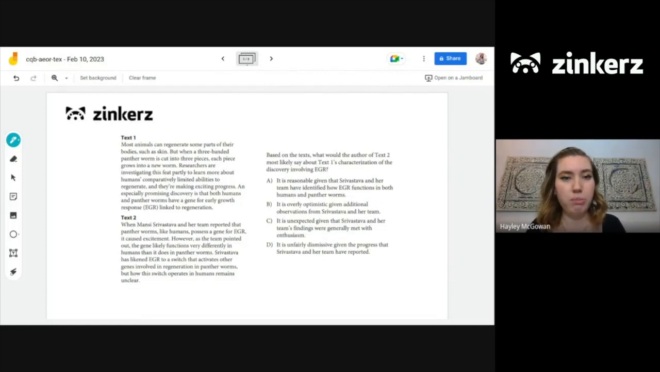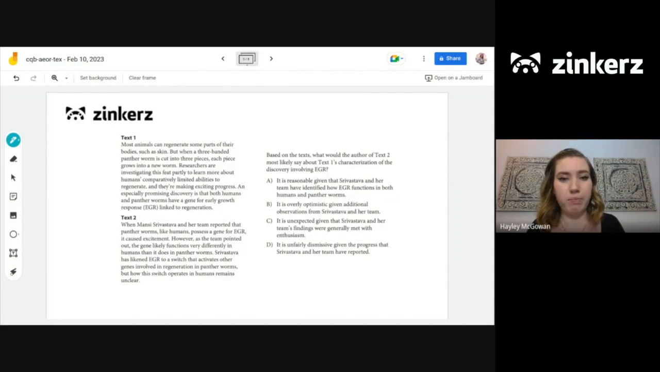So text 1: most animals can regenerate some parts of their body, such as skin. But when a three-banded panther worm is cut into 3 pieces, each piece grows into a new worm. Researchers are investigating this feat partly to learn more about humans' comparatively limited abilities to regenerate, and they're making exciting progress. An especially promising discovery is that both humans and panther worms have a gene for early growth response linked to regeneration.